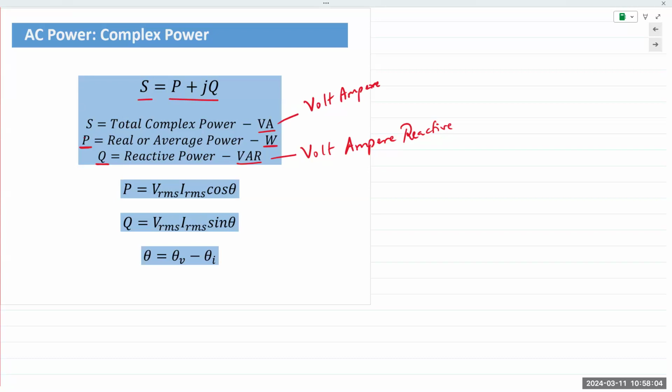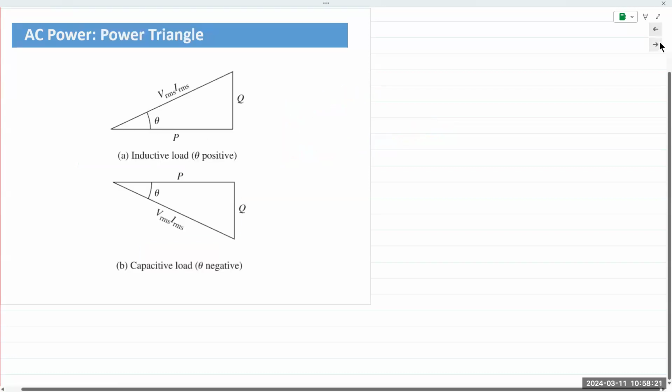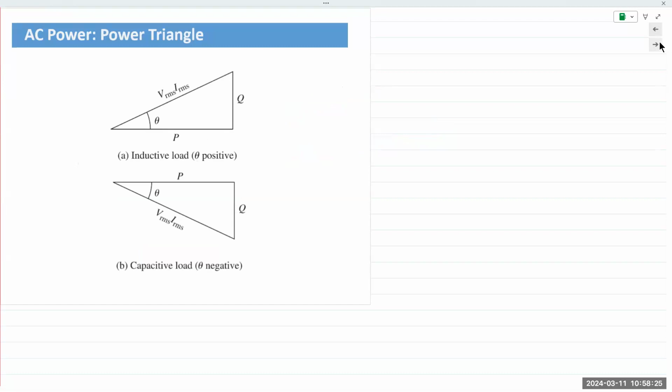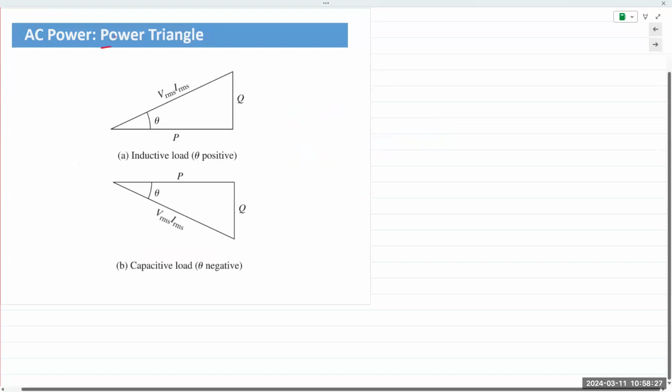P plus JQ is S. Again, it's simply P plus Q, but we are using an imaginary number to represent it. So it's total complex power, VA. And because it's a complex number, we can represent it as vectors and draw a triangle, which would be known as the power triangle.